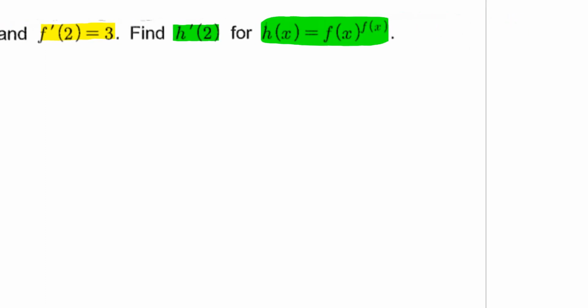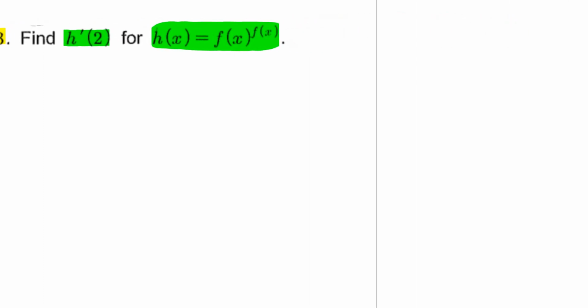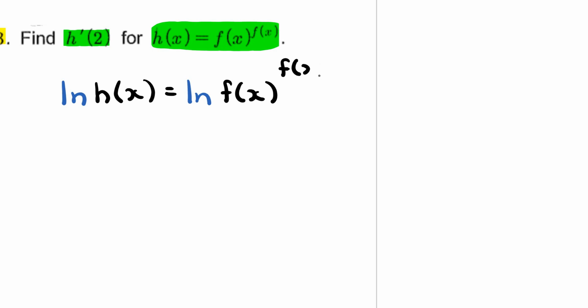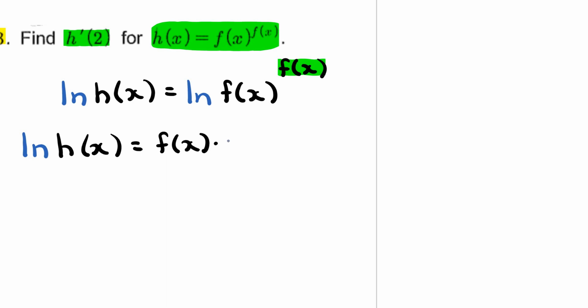Some fancy notation, but we're going to start over here, and we're going to start by taking the ln of both sides here. So ln of h of x equals ln of bracket f of x to the power of f of x. Okay. And then once we've taken ln of both sides, we can use the logarithmic properties, and the main one here is that this function is going to be a soccer kick to the front. So on the left hand side, I can write ln of h of x equals f of x times ln of f of x.